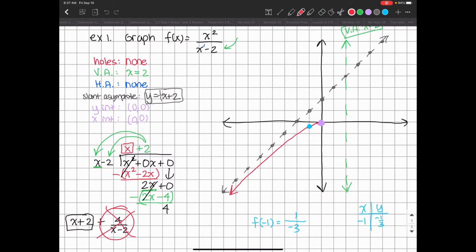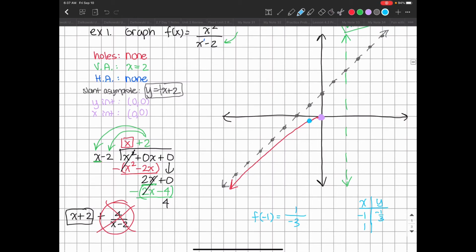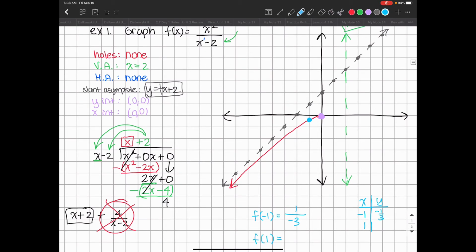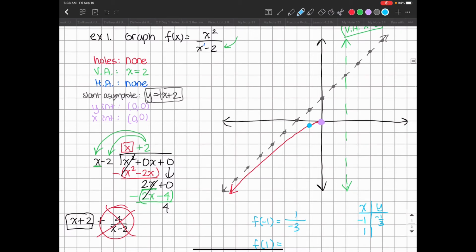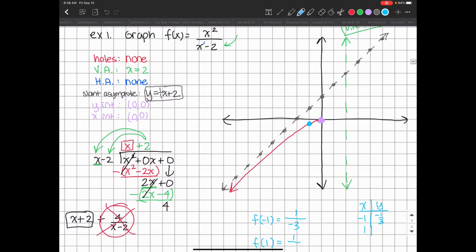As I go to the right at that point, I can check what it is going to look like. I'm going to plug in a value to the right, so plug in 1. f of 1 is equal to 1 squared in the numerator, which is 1, over 1 minus 2, that's -1 in the denominator, so that's -1. So I have 1 and -1 right here. With the point (1, -1), I see that I should be going downwards to the right, and as I go more to the right, I can plug in as many points as I want. I'm going to see that I'm getting closer and closer to that vertical asymptote.